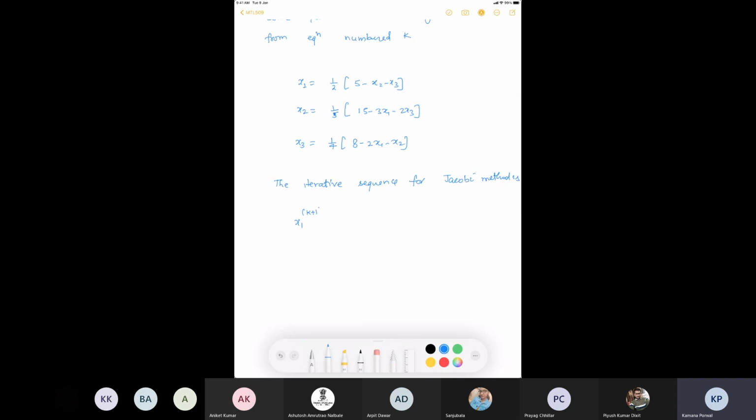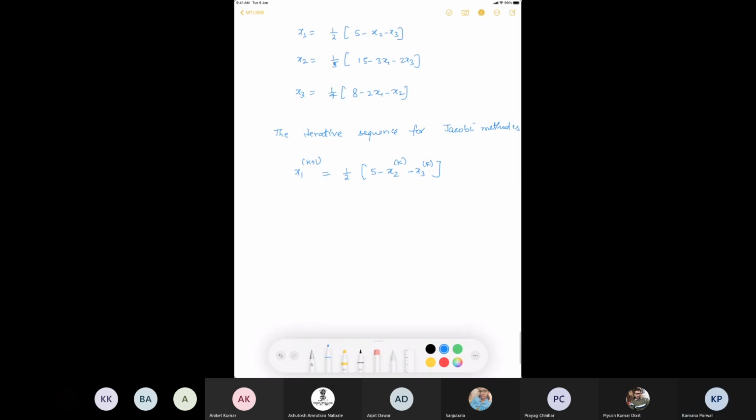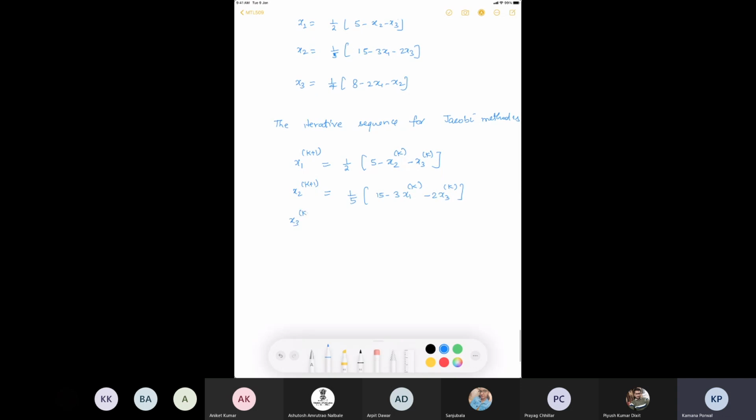So let's write down the general iteration k plus 1. So x1 for k plus 1 is 1 by 2 times 5 minus x2 from the kth iteration minus x3 from the kth iteration. And x2 for k plus 1th iteration is 1 by 5 times 15 minus 3 times x1 from the kth iteration minus 2 x3 from the kth iteration. And x3 for k plus 1th iteration is 1 by 4 times 8 minus 2 x1, where x1 is from the kth iterate and x2 is also from the kth iterate.